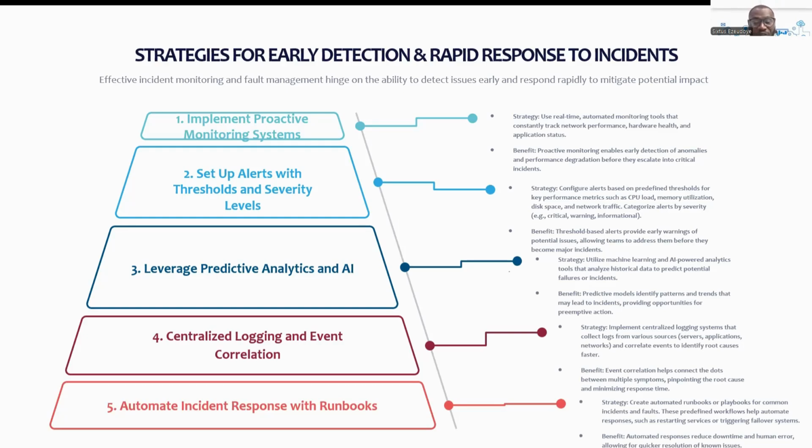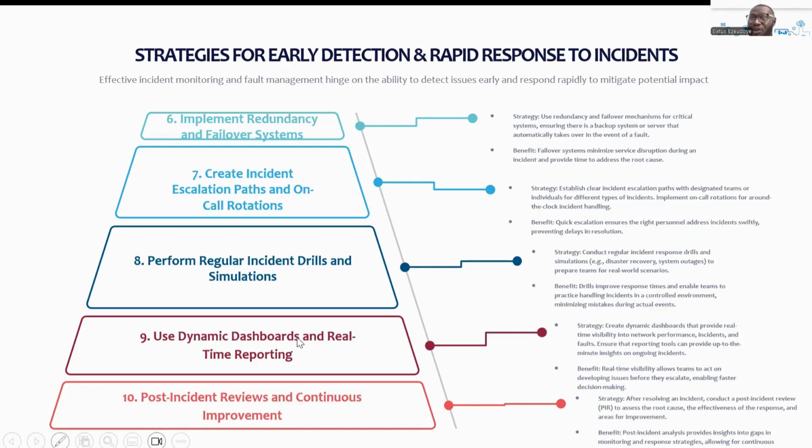What is the benefit of this fifth strategy? It allows for quicker resolution of known issues, and also helps in reducing your downtime, the time involved in resolving issues, ensuring that you resolve those issues within the MTTR, the mean time to resolve, and also meeting your SLA, the service level agreements you made with your customers or service providers. It takes us to the sixth strategy for early detection and rapid response, which is implementing redundancy and failover systems.